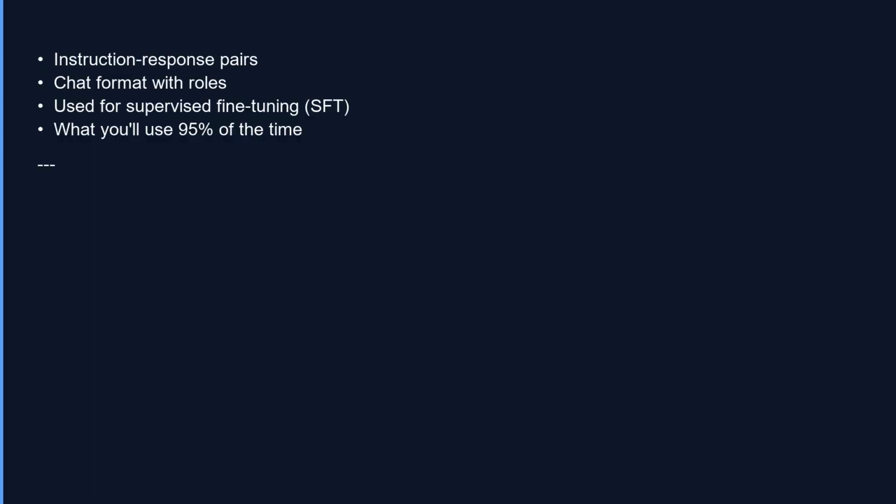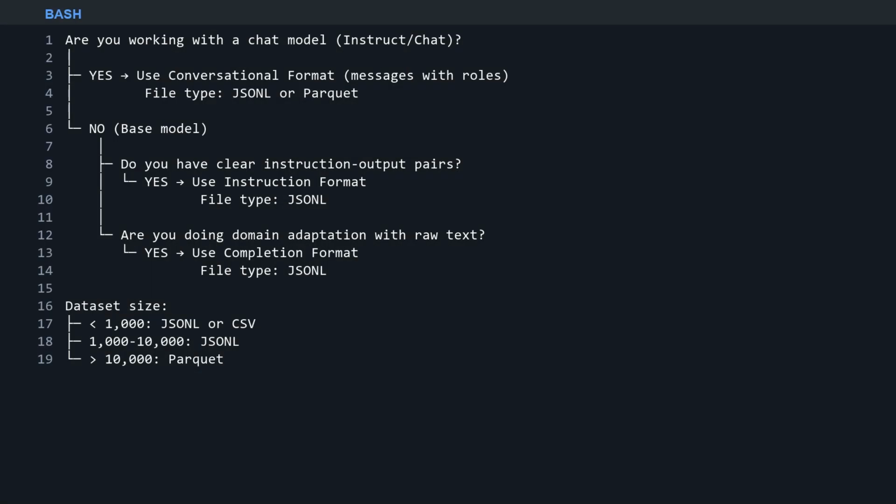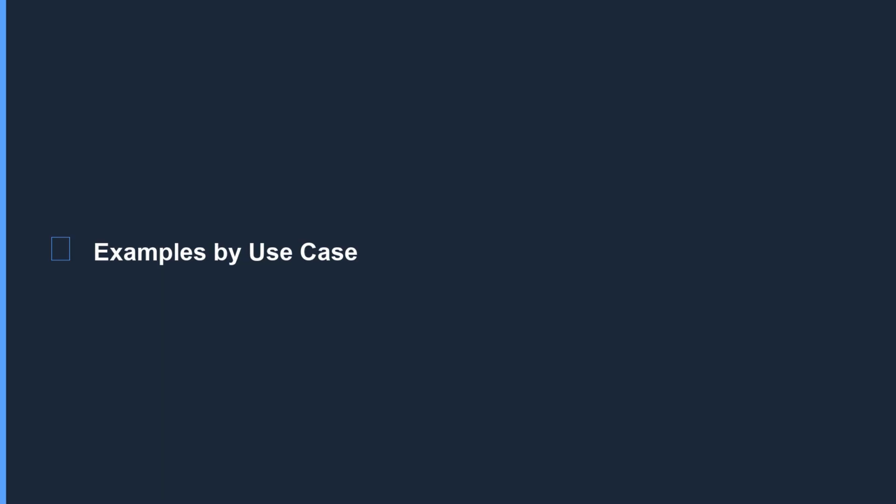Instruction response pairs, chat format with roles, used for supervised fine-tuning, SFT, what you'll use 95% of the time. Let's now look at choosing the right format for your project. Let's now look at the decision tree. Here's the bash code for this section, starting with, are you working with a chat model, instruct, chat? Let's now look at examples by use case.